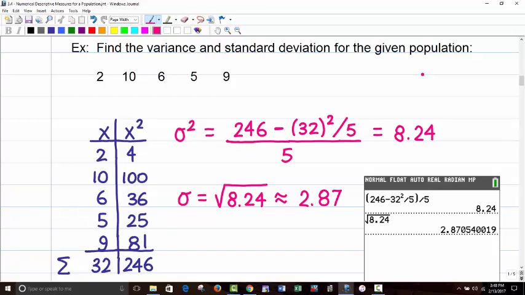That's up to you. Now we have these 5 numbers, 2, 10, 6, 5, 9. Notice that I have the left column and the right column are squared.